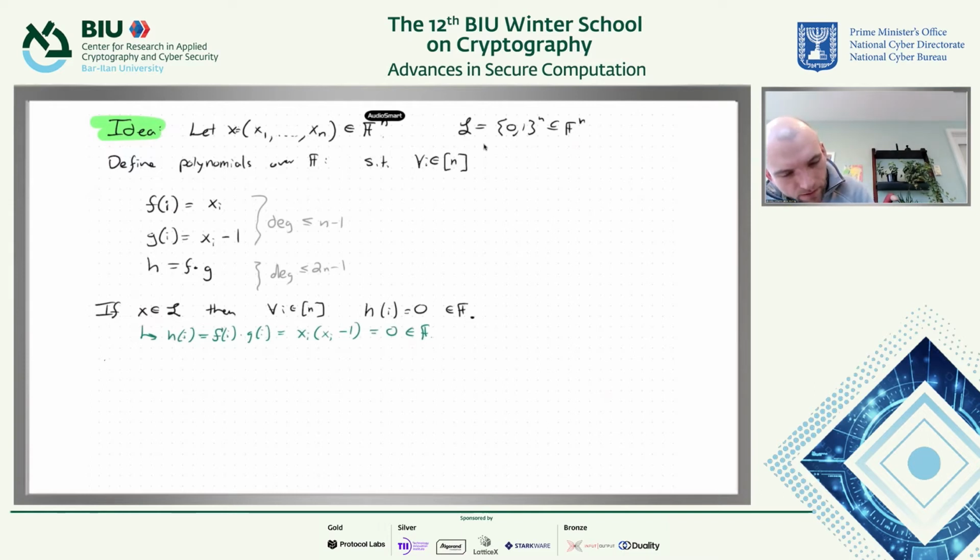Okay, so that's the first thing to notice. The second thing to notice is that if x is not in the language, then there exists some i in 1 to n such that h(i) is not equal to 0. Well, by basically exactly the same argument. So pick the i: if x is not in the language, then there's some i for which x_i times (x_i - 1) is not equal to 0. And then h(i) can't be equal to 0. So that's the second, basically the same argument.